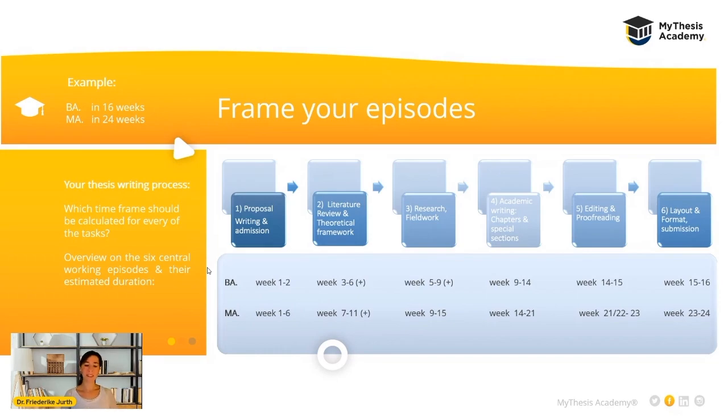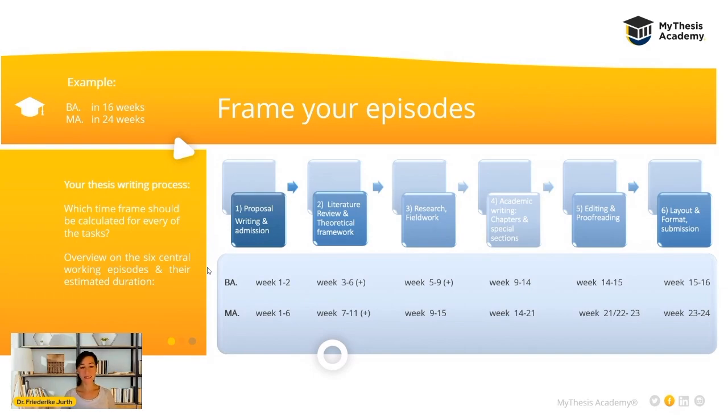Then there will be the practical part, like the research, the setup and the collection of data sets. And this can be around the 5th week to the 9th week in the case of a bachelor's thesis, and from the 9th to the 15th week, more or less, in the case of a master thesis.